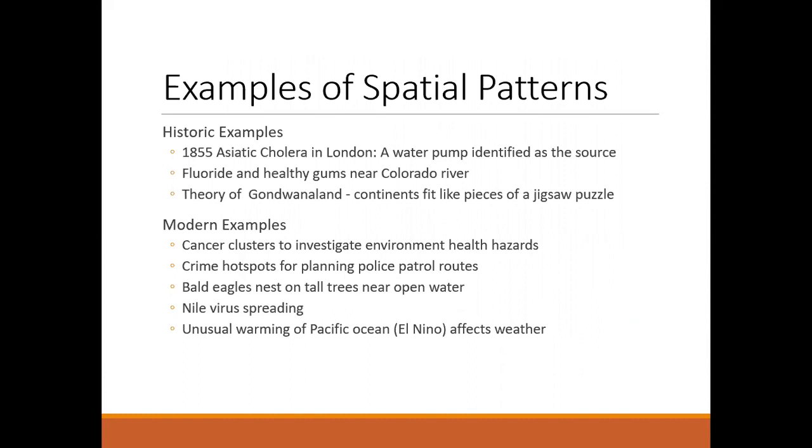Talking about historic examples, I have listed out a few, like Asiatic cholera, which happened in London, fluoride and healthy gums near Colorado River, and the theory of Gondwanaland, where continents fit like pieces of a jigsaw puzzle. These are some of the historic examples of spatial patterns. Modern examples: cancer clusters, crime hotspot detection, bald eagles nesting on tall trees near open waters, West Nile virus spreading, and unusual warming of a specific ocean, which we usually call the El Nino effect in the weather. All these are some of the real-time examples of spatial patterns.